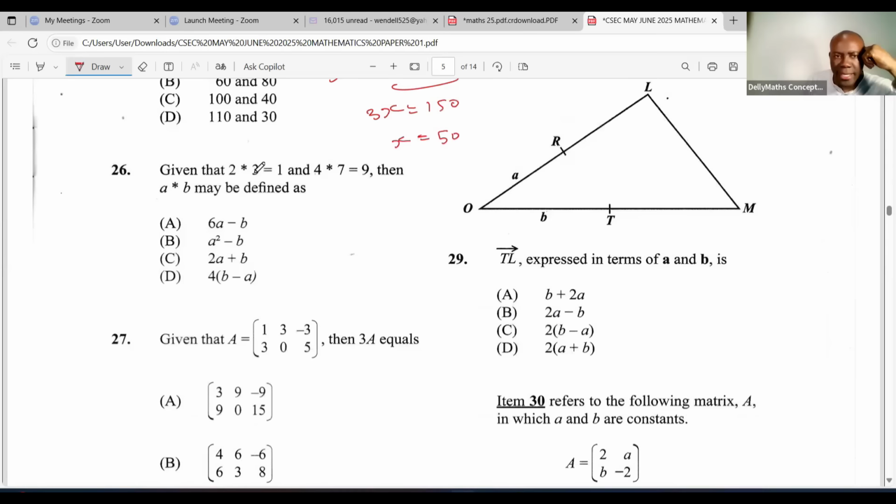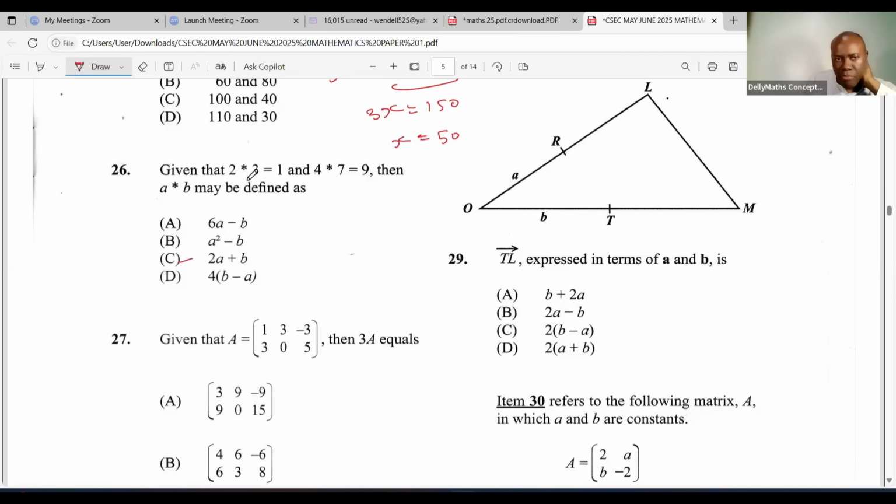All right, so given that 2 asterisk 3 is equal to 1 and 4 asterisk 7 is equal to 9, then A asterisk B is equal to what? So what you could do is try these, because you don't know what you have here. This is equal to that, that is equal to that. So you could just try these and see which one of these works out for you. You could try the one that you like first. All right, so let us try 2A. I'm going to try this.